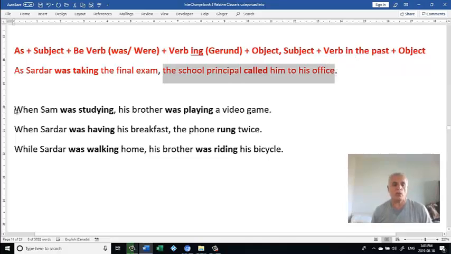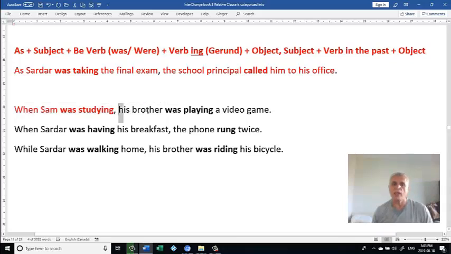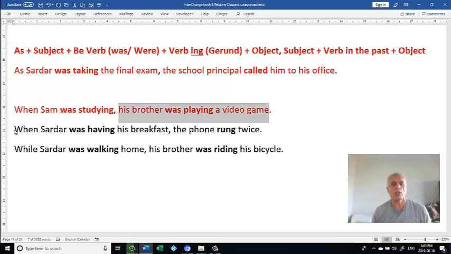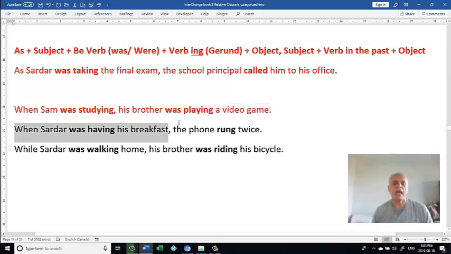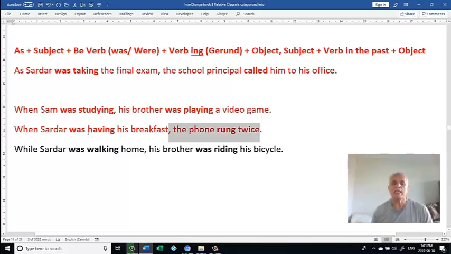Then the other kind, if you remember we said with when, it could be when Sam was studying, an action continuing. Then another action, his brother was playing video games. It means both actions are continuing at the same time. Maybe one action is longer, but both of them are continuing. Sam was driving, his brother was playing games. Or it could be when Sardar was having his breakfast, one action was continuing, the phone rang twice. Look here. Then we have two actions.